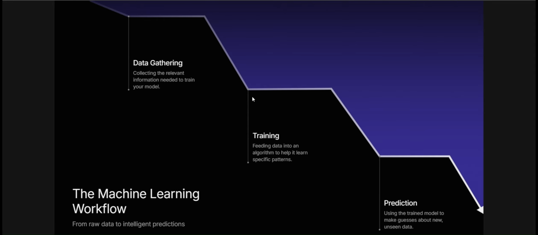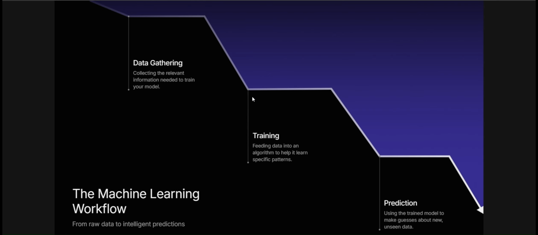Then the next one is model training. In this step, we give the data to the machine learning algorithm, and this model analyzes the data and learns patterns from it. This is the most important step where the system becomes intelligent.